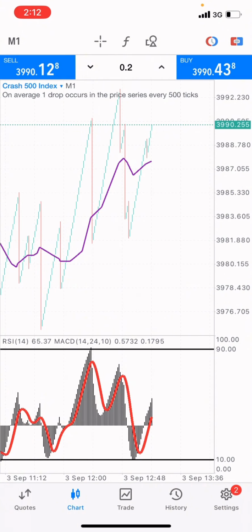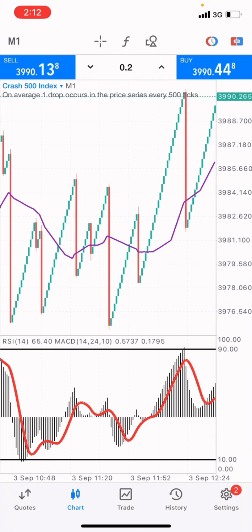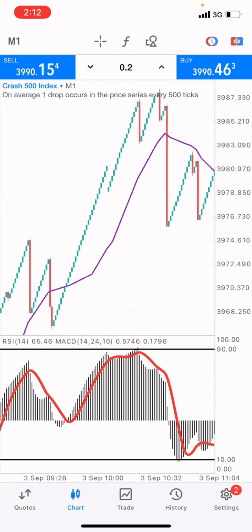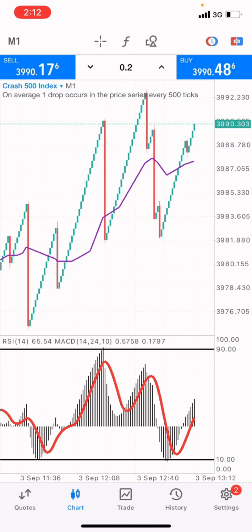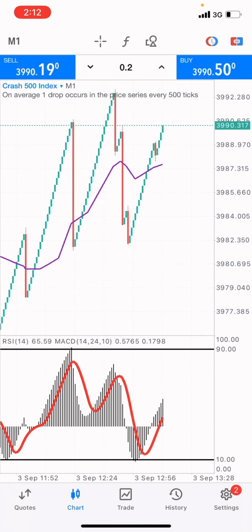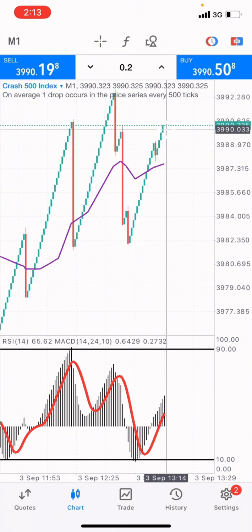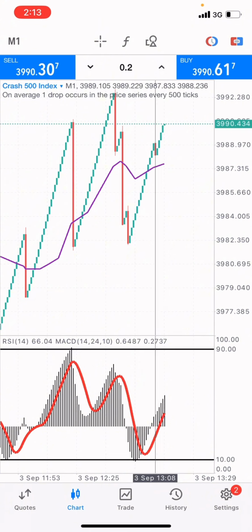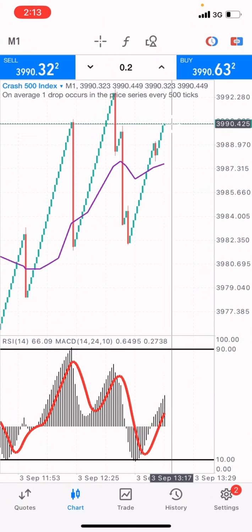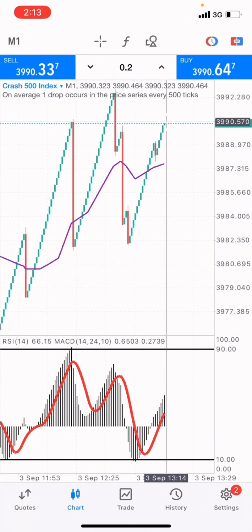We're using the same parameters, but the pattern is different. So on the Crash 500 index market, you see here that the market has bought, right? So you don't want to enter, you do not want to place a sell, and you do not want to place a buy. All right, you could place a sell to catch the spike, because we're seeing that the spike would soon come into the market, because the market has bought for a very long time.